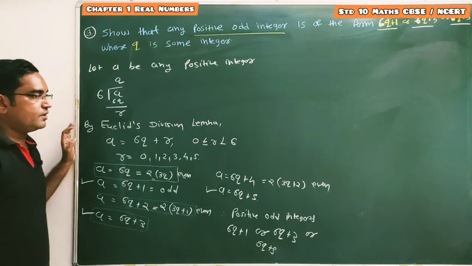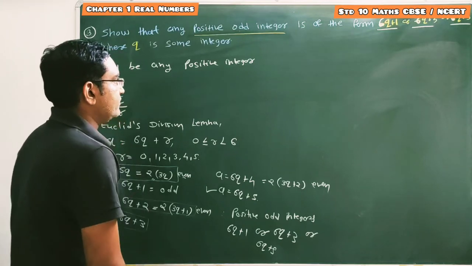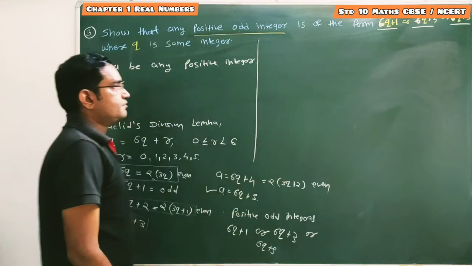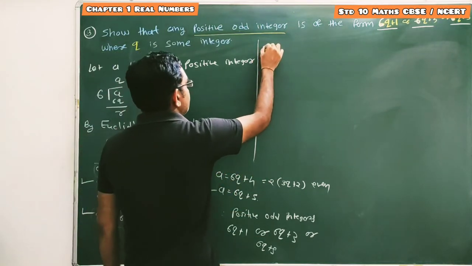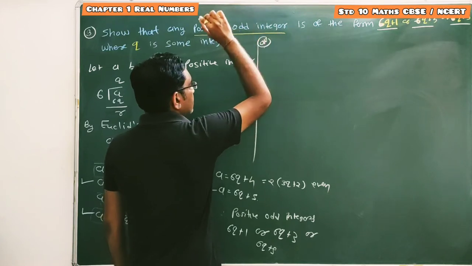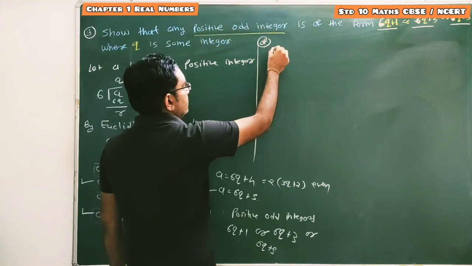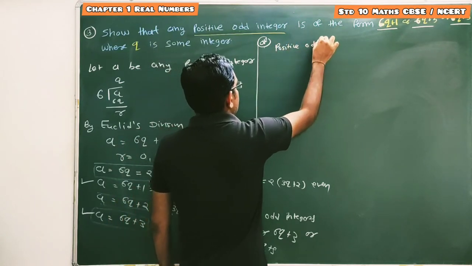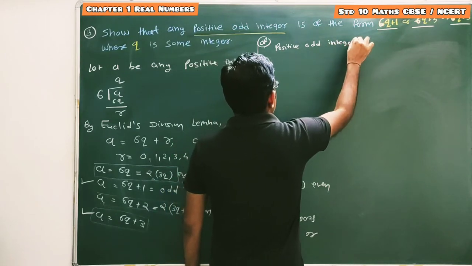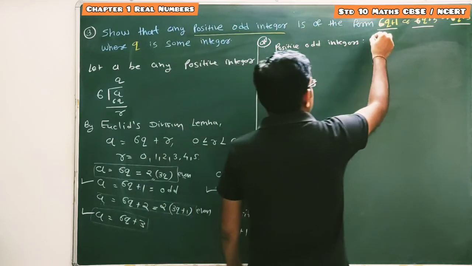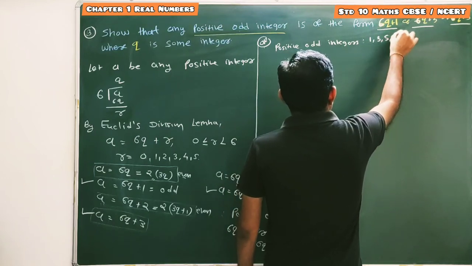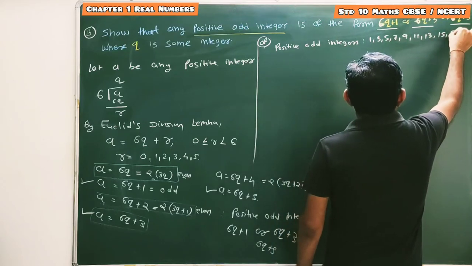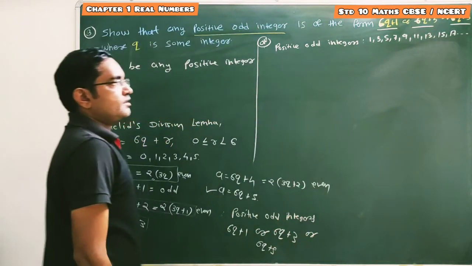We can also prove this one by using the long division process, we will divide and prove. So let me prove it over here. So which are the positive odd integers? This is the second method. So we can write positive odd integers. Which positive odd integers will they be? 1, 3, 5, 7, 9, 11, 13, 15, 17. These are the positive odd integers.